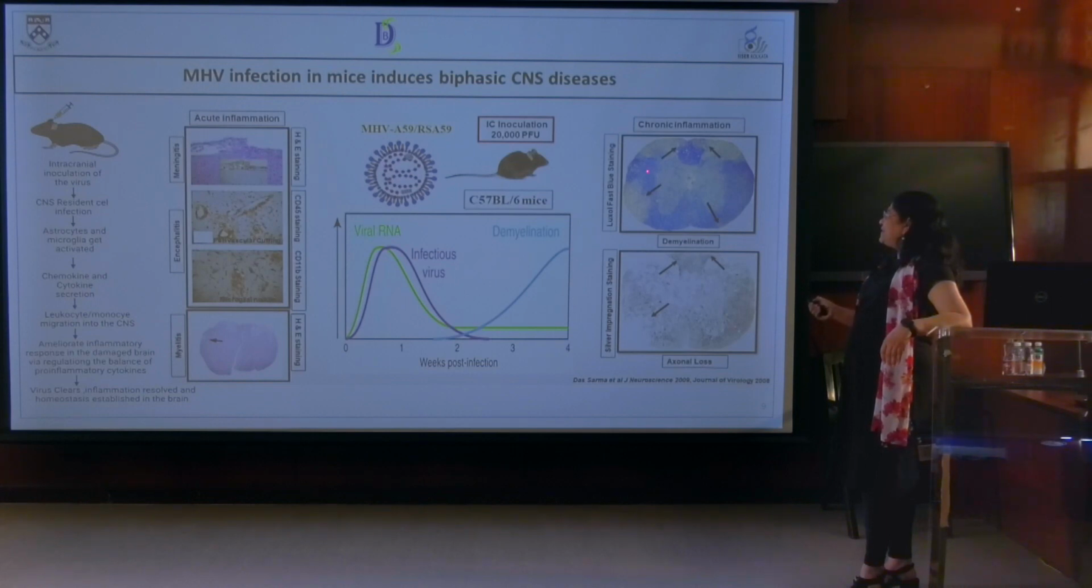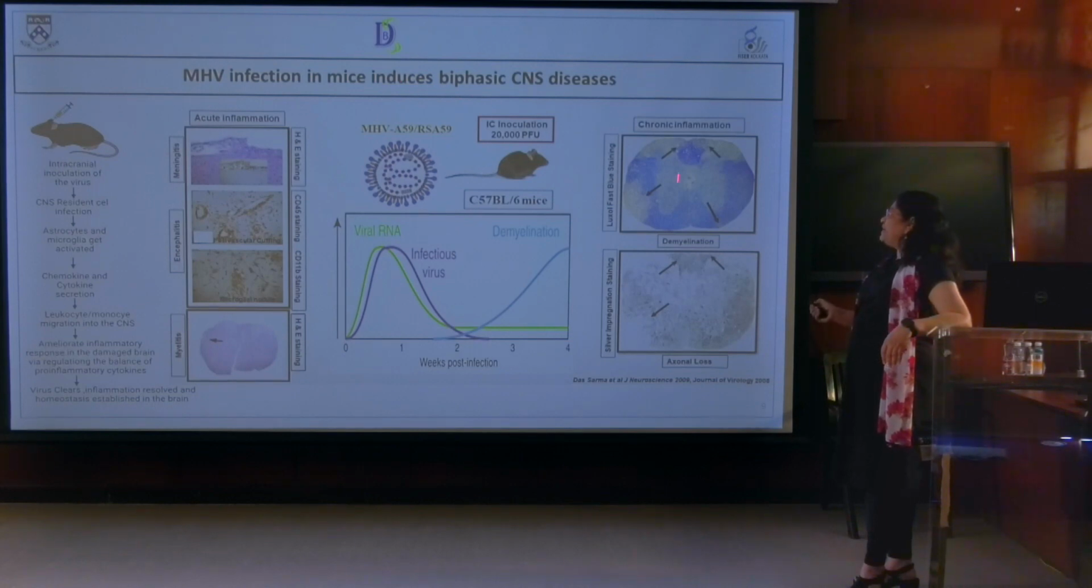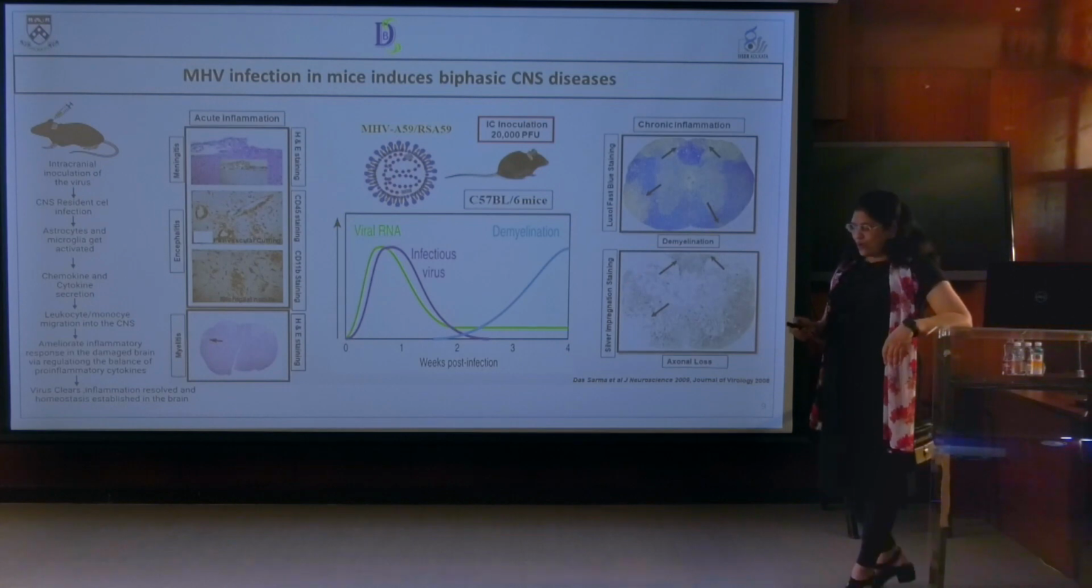You can see here a luxol fast blue stained spinal cord. There is a lack of myelin sheath, which is called demyelination, and there is concurrent axonal loss also. So MHV infection in mice induces biphasic disease: acute neuroinflammation and chronic demyelination and axonal loss.